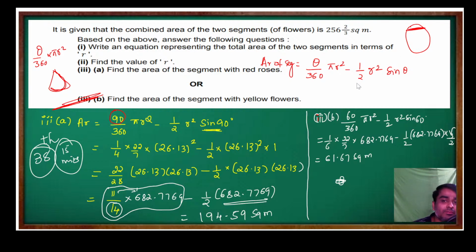So we'll have two parts. Sector minus half of r square sine theta. They may ask such questions. Don't think that the formula is not there, they won't ask. With CBSE you can expect anything. CBSE, it's not like state board, no.